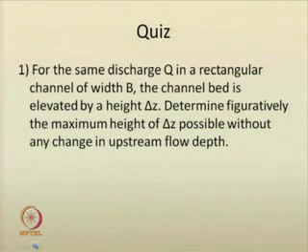Let us do 2 quiz problems quickly. The first question for today's lecture is: for the same discharge Q in a rectangular channel of width B, the channel bed is elevated by a height del z. Determine figuratively the maximum height of del z possible without any change in the upstream flow depth. You have to solve it using a figure, and explain it through the figure.